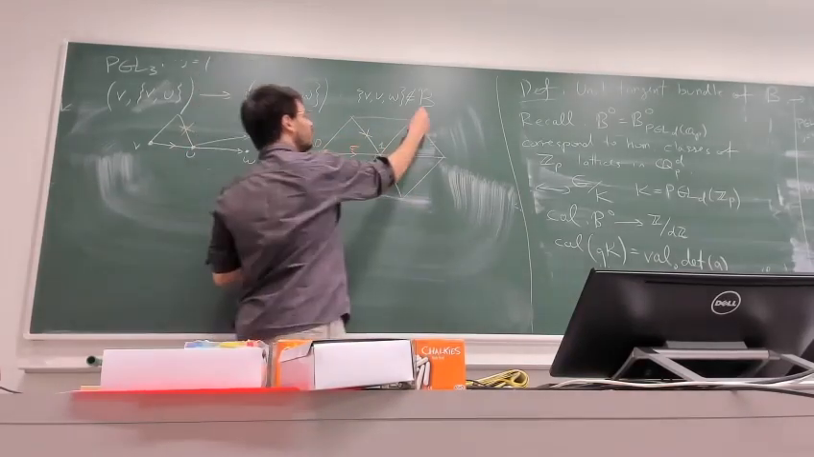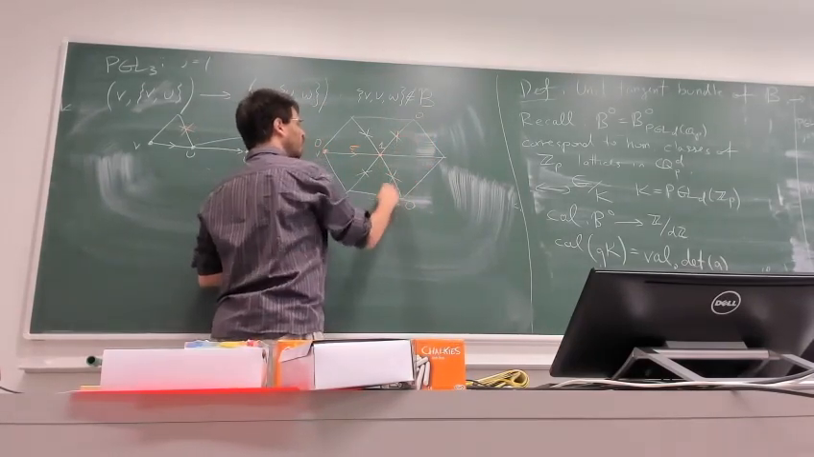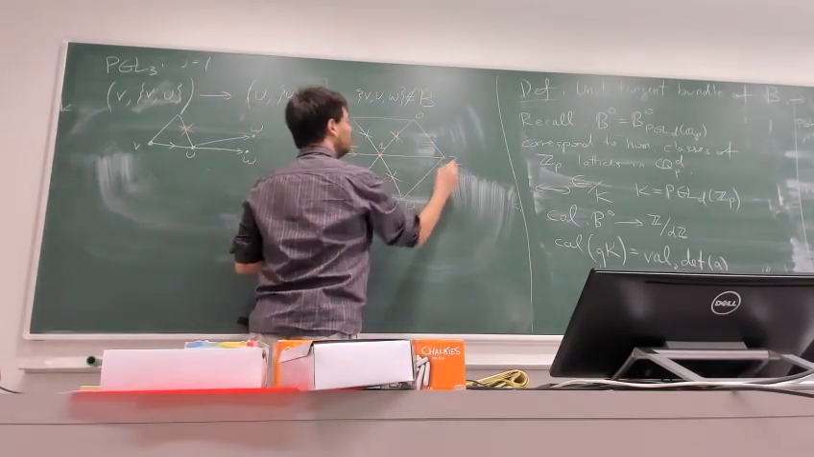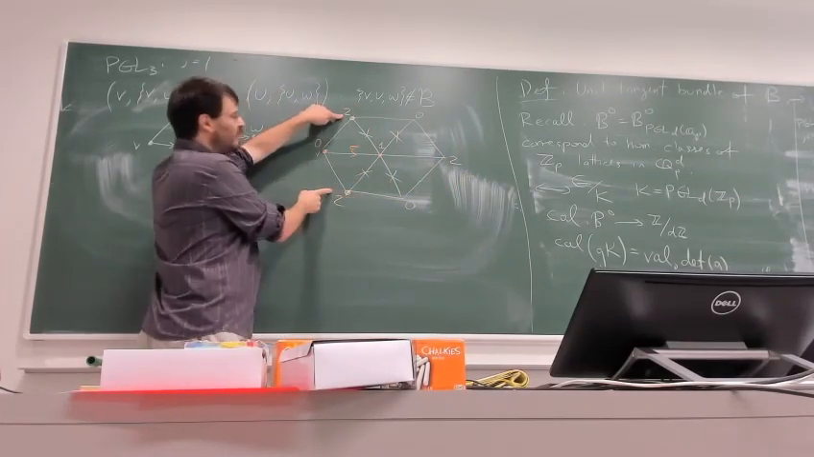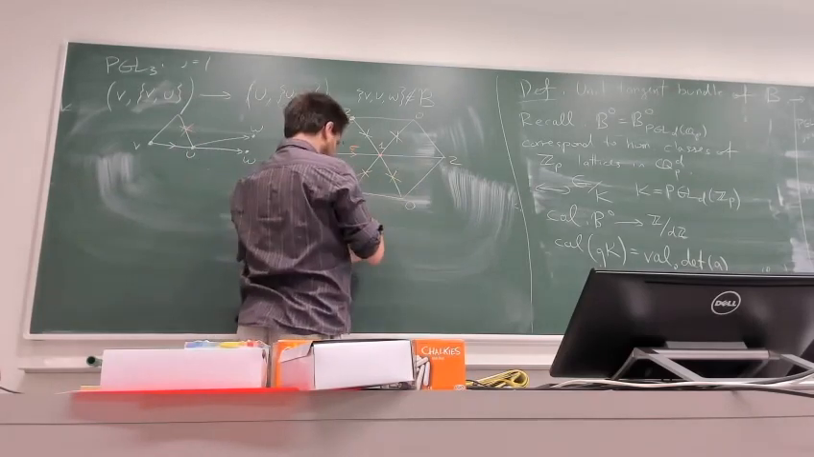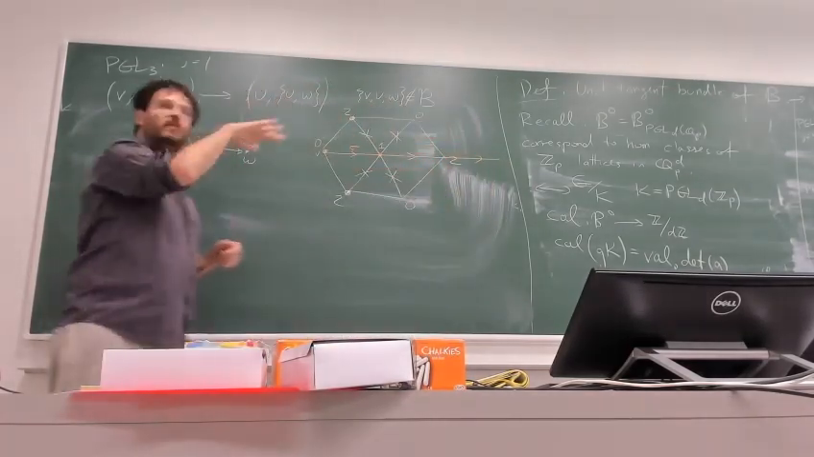But actually no, because this has color 0 and this is color 0. So this is not the coloring I want. This has color 2 and these have color 2. So these are disqualified by geodesicity and I can only go here. And then you continue and you get a flow on the apartment.